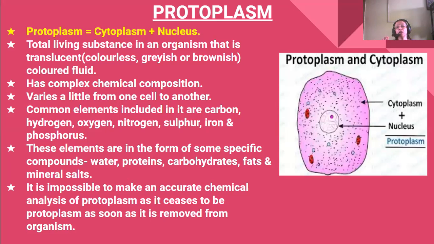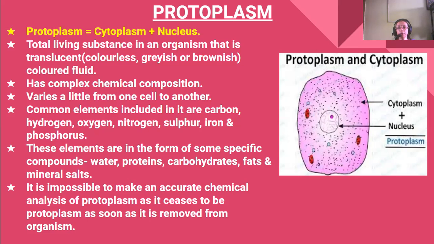It has a complex chemical composition, and it varies from one cell to another. Now, common elements which are included in the protoplasm are carbon, hydrogen, oxygen, nitrogen, sulfur, iron, and phosphorus. So all these chemicals are present in the protoplasm.